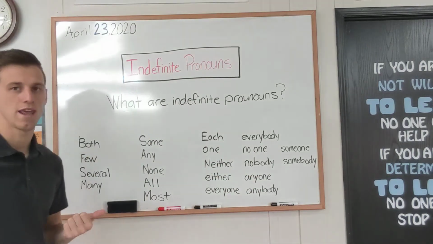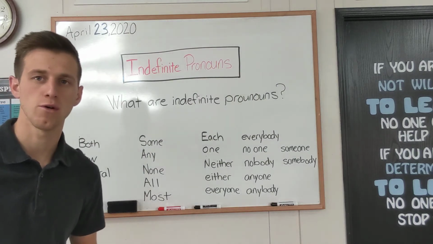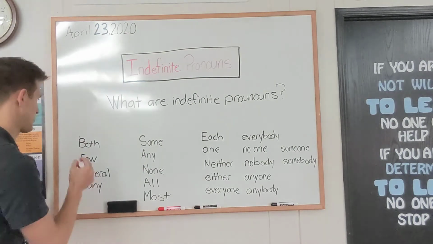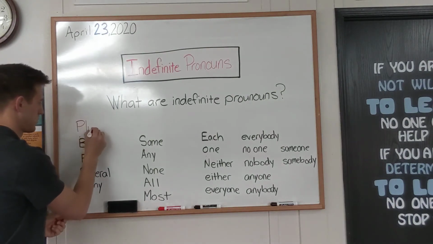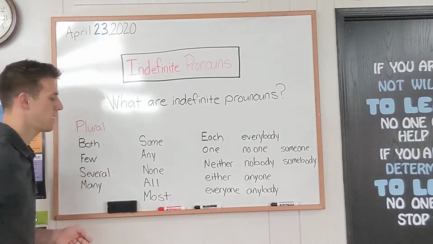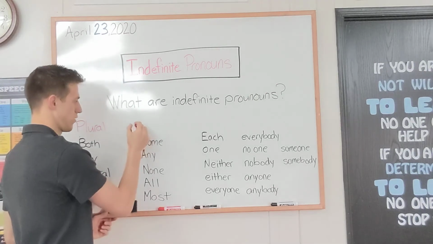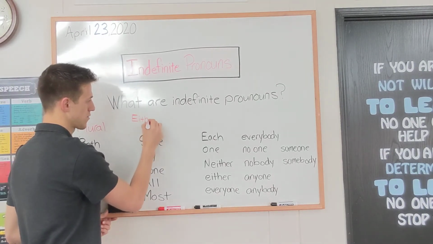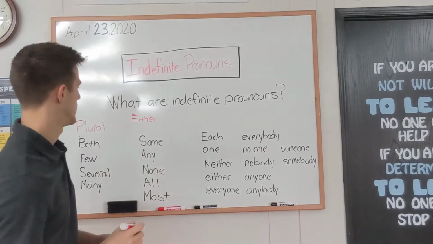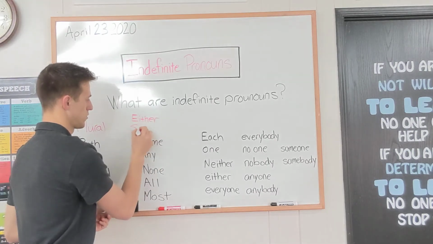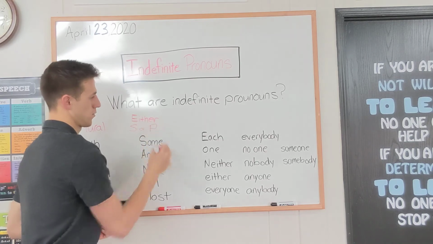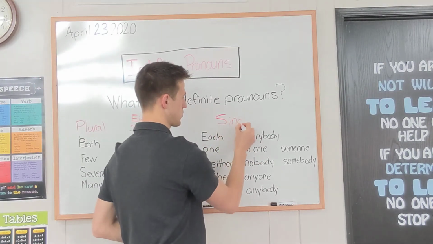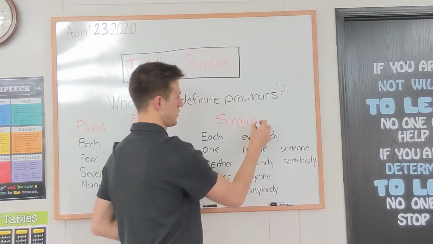Both, few, several, many. Those are plural, singular, or either or? Those are plural ones, right? What about the next one? Some, any, none, all, most. Those are our ones that are either singular or plural. So we will just write either singular or plural. And that means this one is our singular group. Our singular ones are definitely the largest group.